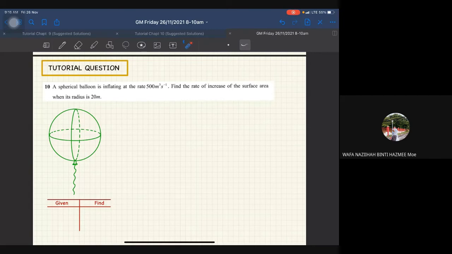Tak sensor. Okay, sorry guys, lagu tersendu betul.